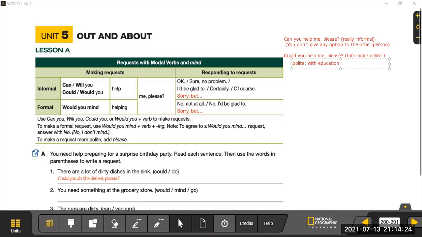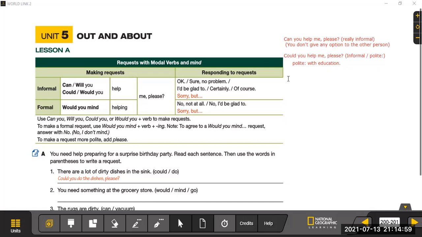If you say please, if you say thank you, if you say good morning when you arrive at a place, that is that you are polite. You have education. So when you say could you help me, that is informal, but it's polite. If you tell the teacher, teacher, could you repeat please? The teacher is going to repeat because you have education. Understand?